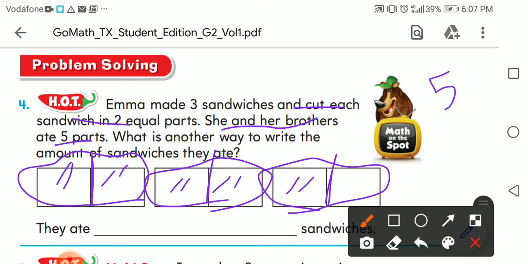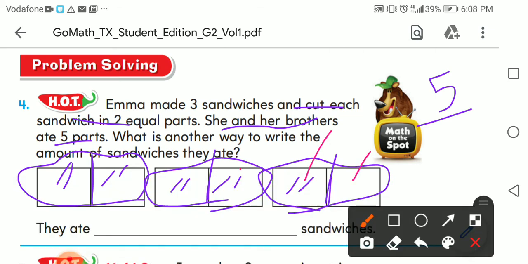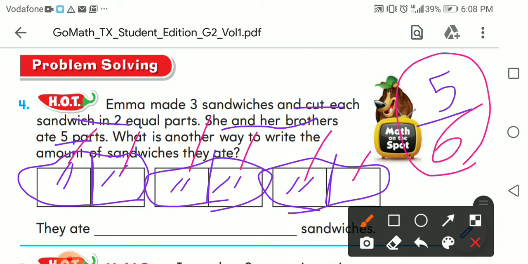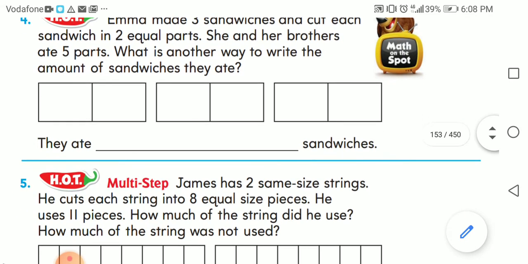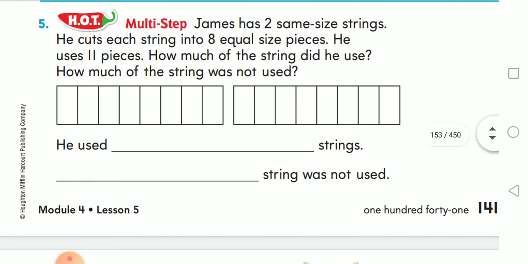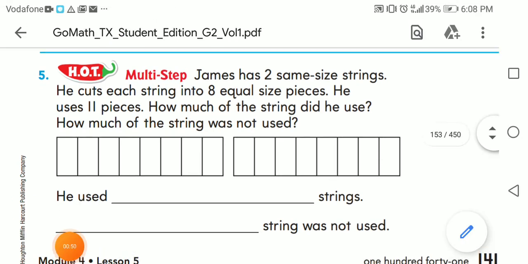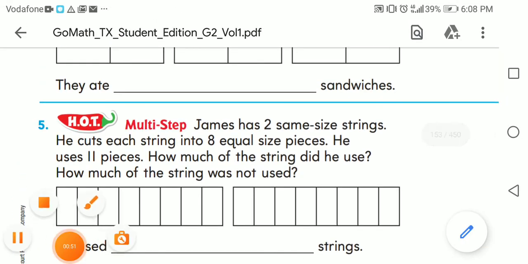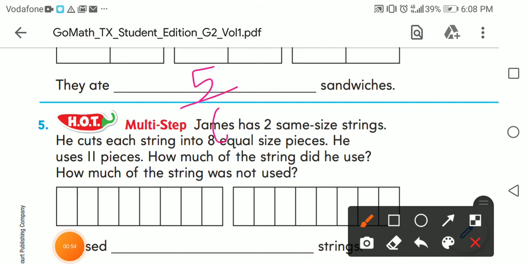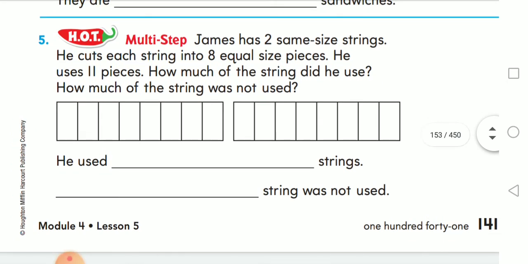So five out of how many parts of the total? Let's see the total together. We have here one, two, three, four, five, and six. So out of six. So five out of six. They ate five parts out of six here. Okay, I can write it here for you guys. I write five here in the answer, five sixths, right, like this.